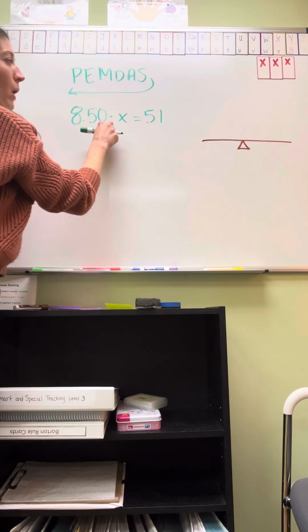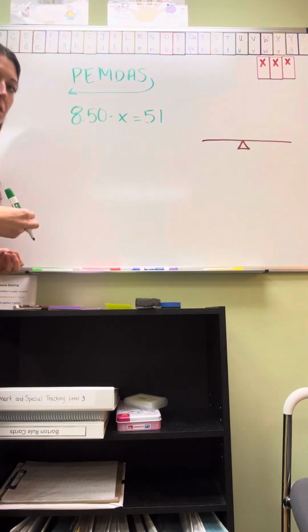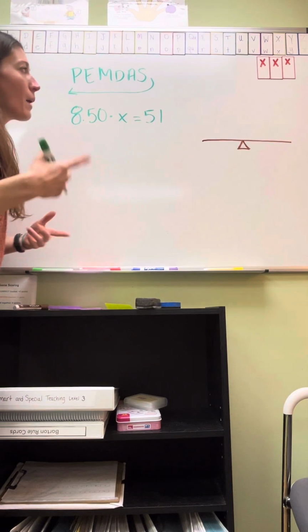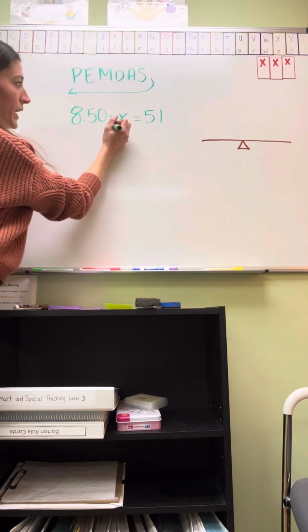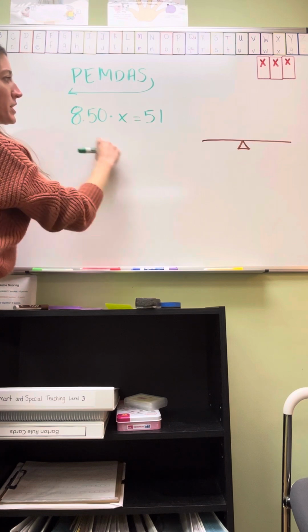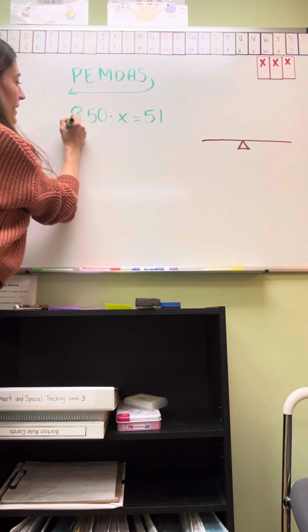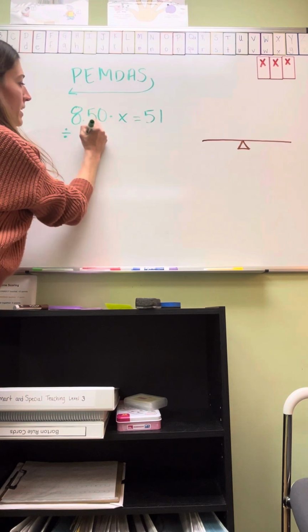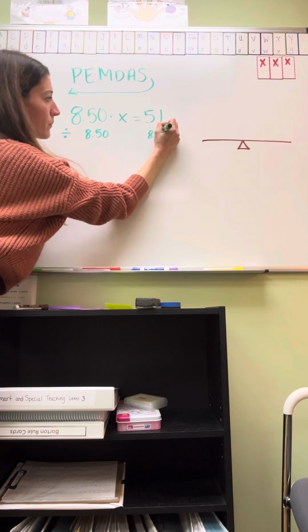So if I'm multiplying something by 8.50, how do I undo multiplication? What's the opposite of that? The opposite is division, you're right. Okay, so if I want to figure out how many times 8.50 can go into 51, what do we do? We divide it. So I'm going to take each side and divide it by 8.50. And this is where our balancing beam is going to come into play later.